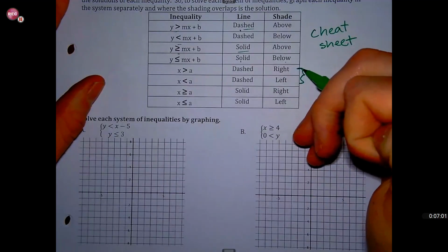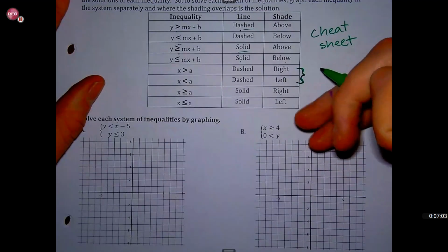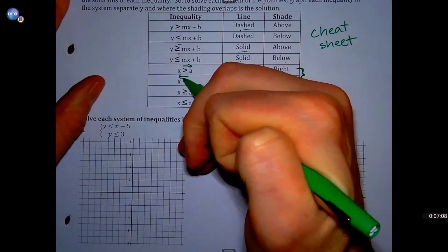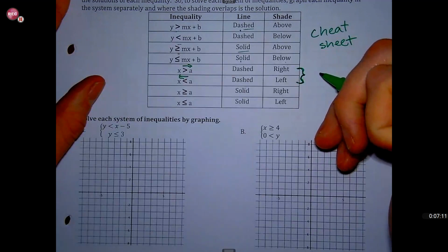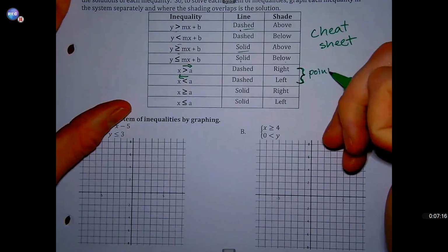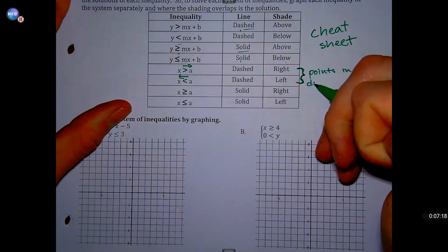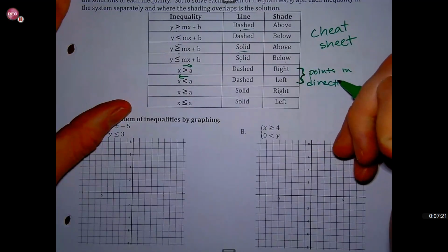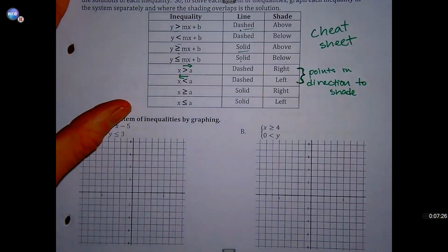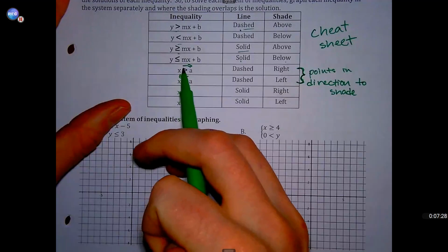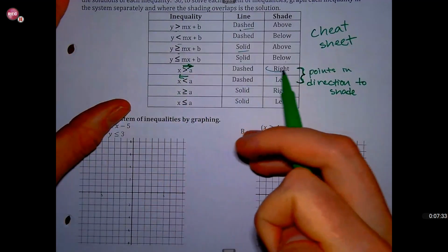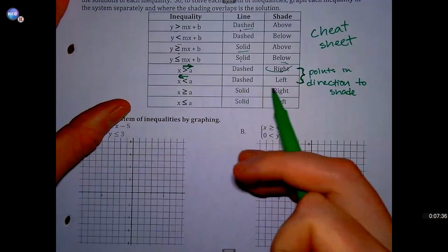Now, how I like to think about these ones right here, the x's, because these are kind of our special ones. What they will tell us to do is shade on the side that the inequality is pointing at. So how I like to say it is inequality points in direction to shade. That's the best way for me to think about it. You can see here x is greater than a, but look at what the inequality is pointing at. The right. Points right, we go right.